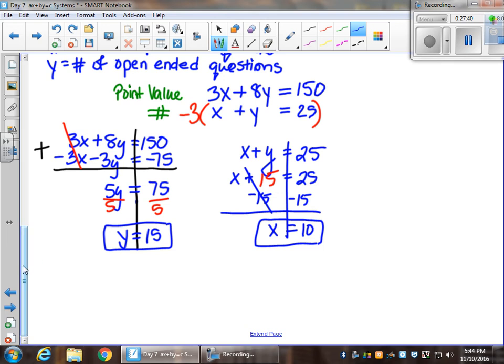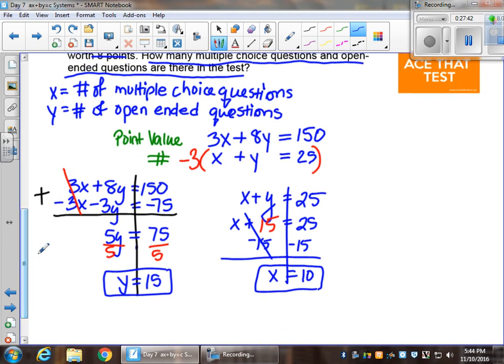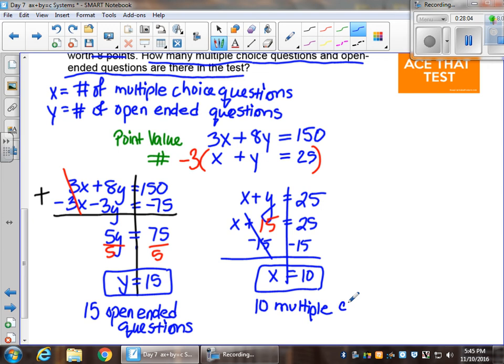real world? When I look up here, y is the number of open-ended. So that means that there are 15 open-ended questions. And then x equals 10, so there are 10 multiple choice questions. And we're finished.